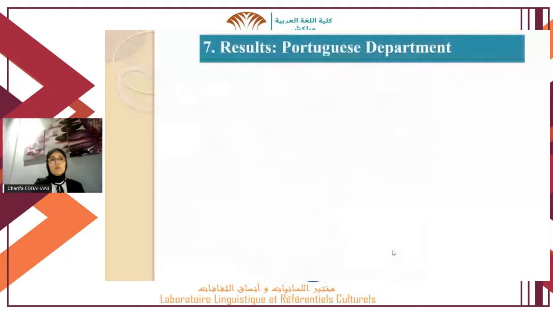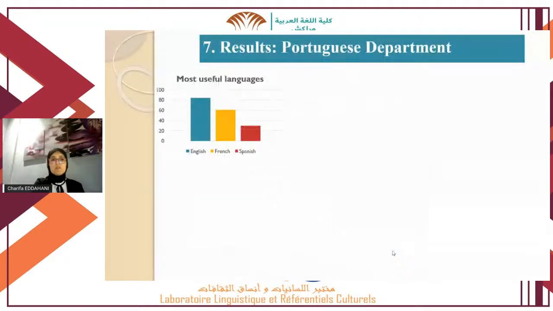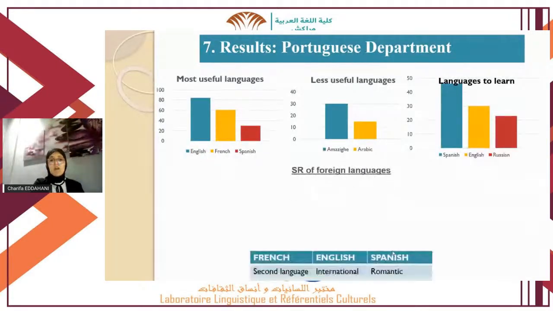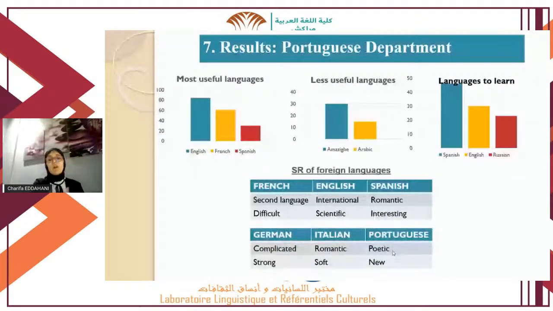And we conclude the results with the Portuguese department. English, French, and Spanish are the most useful languages. The less useful are Amazigh and Arabic, so they don't mention any of the foreign languages included in this study. Languages to learn: Spanish, English, and Russian. And French is difficult. English is scientific, Spanish romantic, interesting, German complicated and strong, Italian romantic and soft, Portuguese poetic and new.